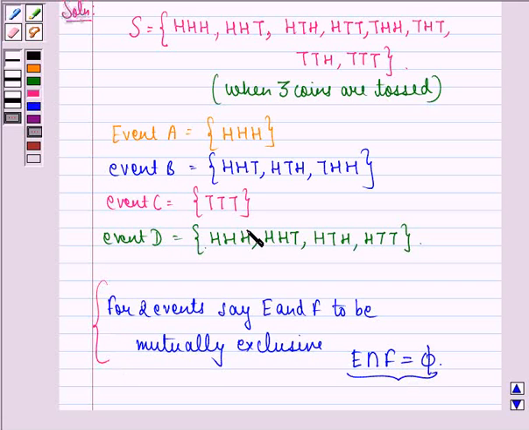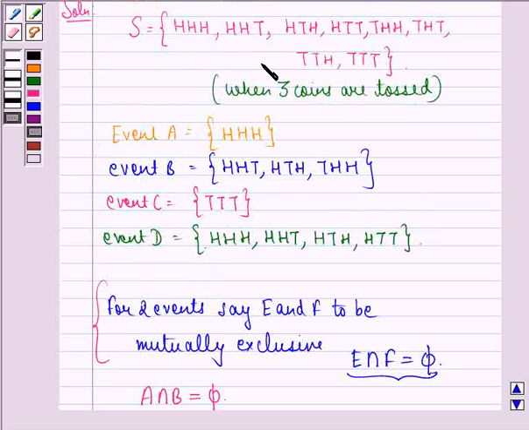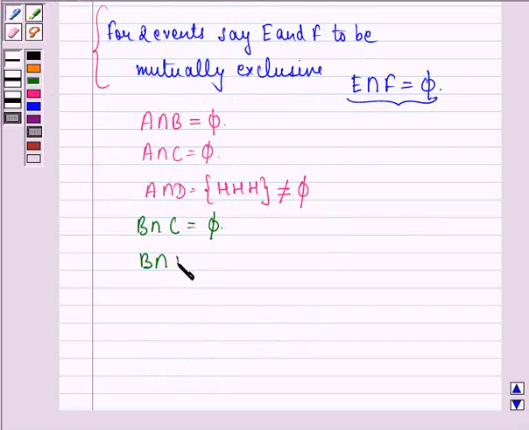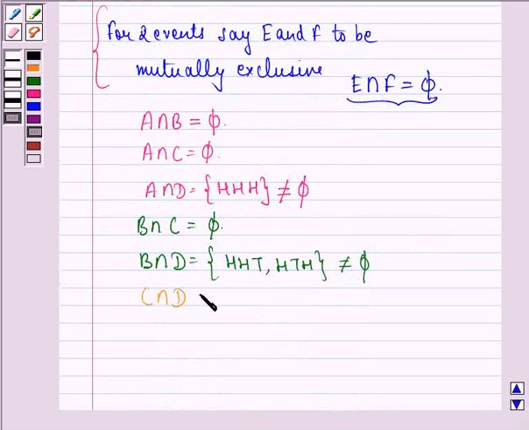So by this definition, we have to find A intersection B. We see that there is no point common in A and B. So A intersection B is phi. Similarly, A intersection C is phi. Now we see that A intersection D is the sample point HHH, that is not equal to phi. Now we find out B intersection C, that is also equal to phi, because B and C have no sample points in common. Now B intersection D is the set with sample points HHT and HTH, that is not equal to phi. And we see C intersection D, since C and D do not have any points in common, C intersection D is also equal to phi.